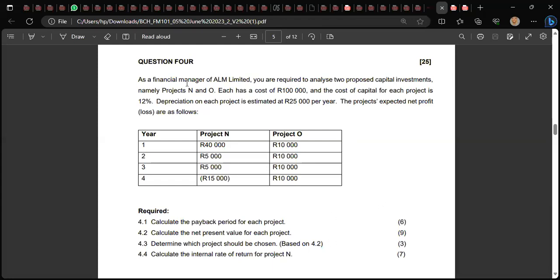All right. So as a financial manager of ALM Limited, you are required to analyze the two proposed capital investments, which are N and O. And then the projects' expected net profits or net losses are given as follows. So you have your project N and your project O, and then you've got your given cash flows there, right? And then the cost of capital for each project is 12%.